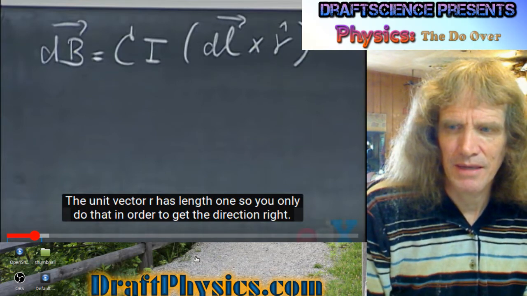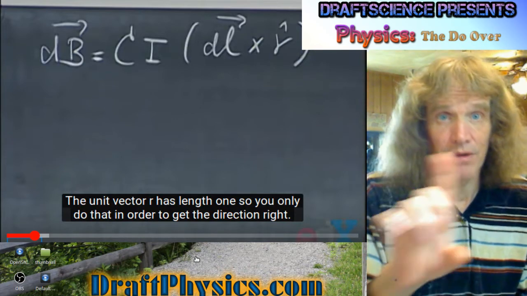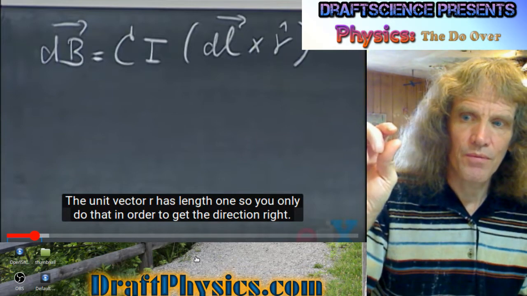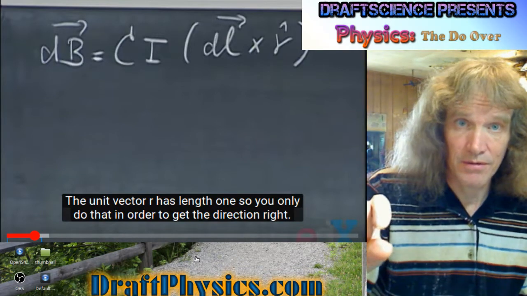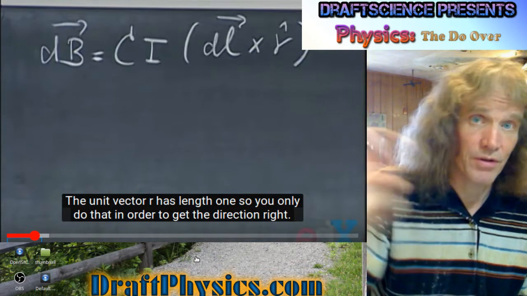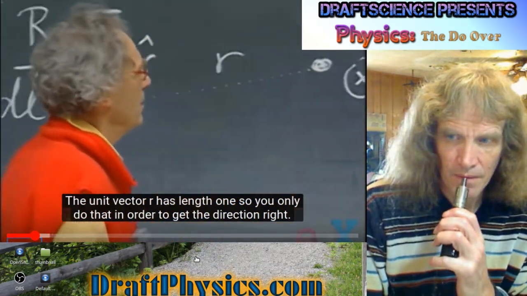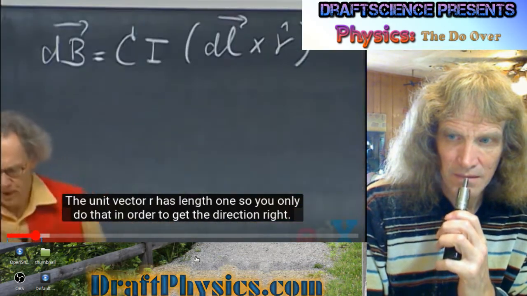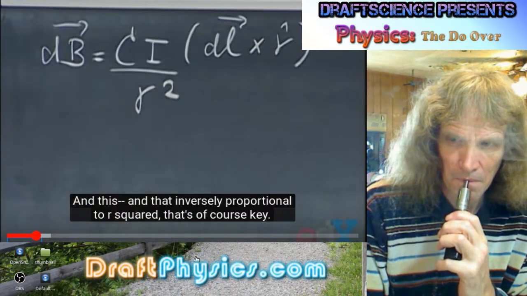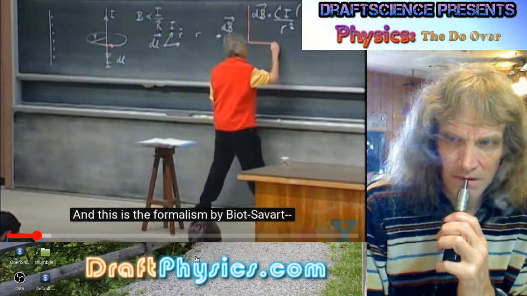I don't know if there's much to say about this. Again, this just has to do with a way of figuring out whether you're close or far. Whether you're close to the charge elements, or the monopoles, so to speak, or whether you're far enough away that all you see is dipoles. Vector r has length 1, so you only do that in order to get the direction right. And then inversely proportional to r squared. That's of course key. And this is the formalism by Biot-Savart.